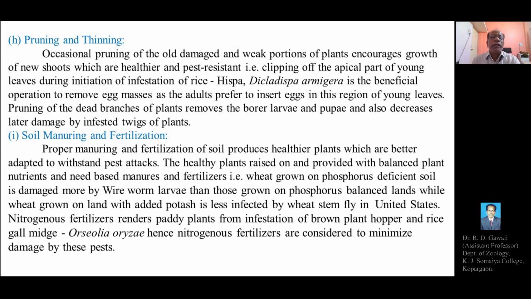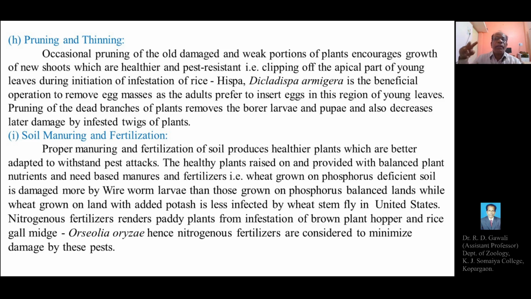Then pruning and thinning. Occasional pruning of the old, damaged and weak portions of the plants encourages the growth of new shoots which are healthier and pest resistant. That is, clipping off or cutting off the apical part of the young leaves during the initiation of infestation of the rice by the hispa, Dicladispa armigera, is a beneficial operation to remove the egg masses, as the adult prefers to insert eggs in this region of the young leaves.